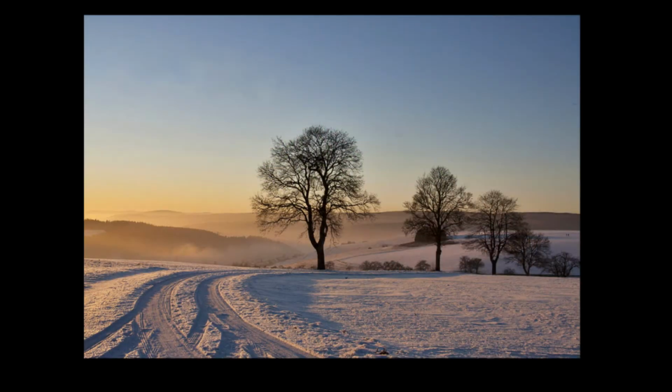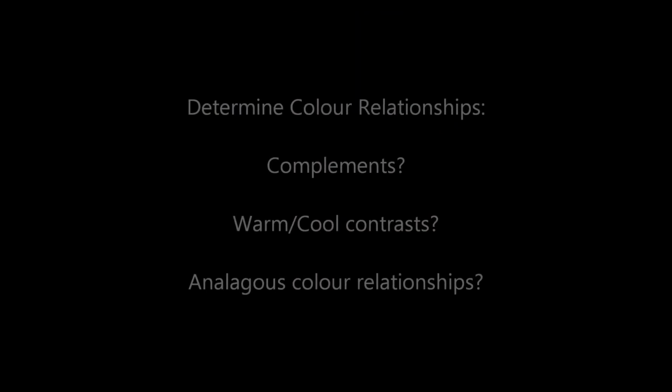Looking at the reference photo, the first thing to do is to name the colors. So we're looking for the most obvious colors. In the sky there is blue and yellow. The hills and trees are brown. There is blue again in the shadows of the snow, and then there are warm tones in the light of the snow.